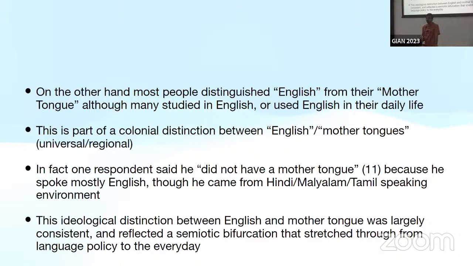This question is part of the colonial inheritance: this idea that people distinguish English from a mother tongue, that English cannot be a mother tongue. In none of our interviews was English a mother tongue, really. We found somebody, I think growing up in Delhi, but coming from a Hindi, Malayalam, Tamil-speaking environment, who spoke English mostly, and they said, oh, I don't have a mother tongue. I'm an unmarked person. So this ideological distinction between English and mother tongue was largely consistent.